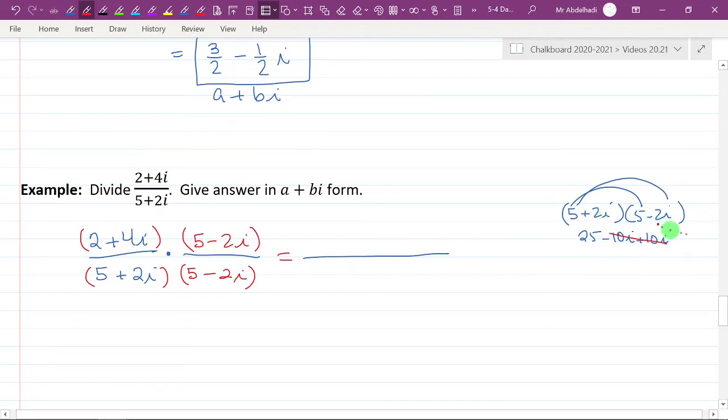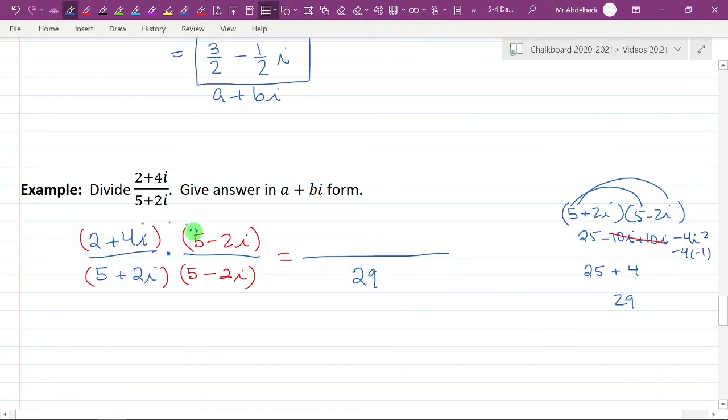And then 2i times negative 2i is negative 4i squared. So this becomes 25, and then this is negative 4i squared, which is negative 4 times negative 1. You see the i squared there? That's a negative 1. So actually, that becomes positive 4. So this is 25 plus 4, which is 29. So the bottom here is 29. Okay, no more imaginary numbers.